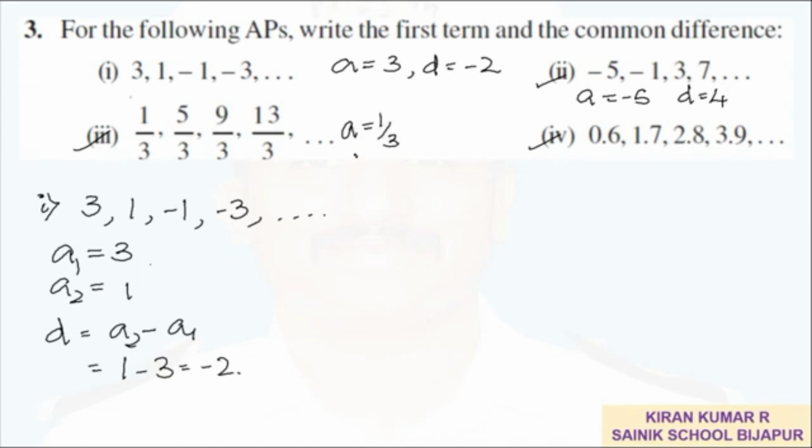The common difference is a2 minus a1. 5 by 3 minus 1 by 3, it becomes 4 by 3. In this case, the first term is 0.6 and the common difference is 1.7 minus 0.6, nothing but 1.1. You can take any two succeeding, consecutive terms, and find the difference; that will become the common difference. You can try the 3 questions.